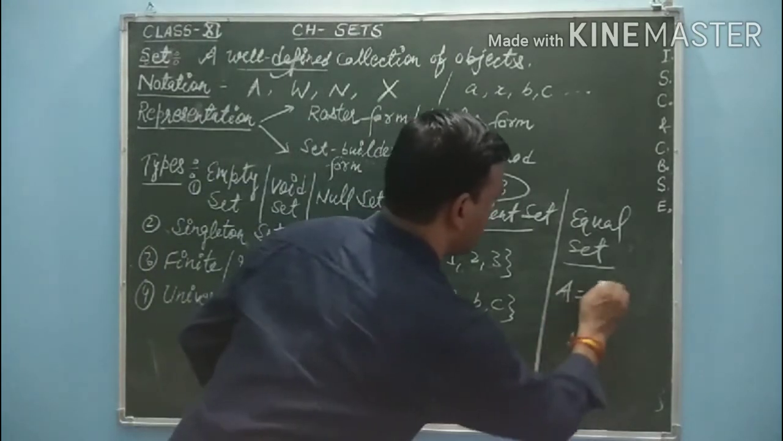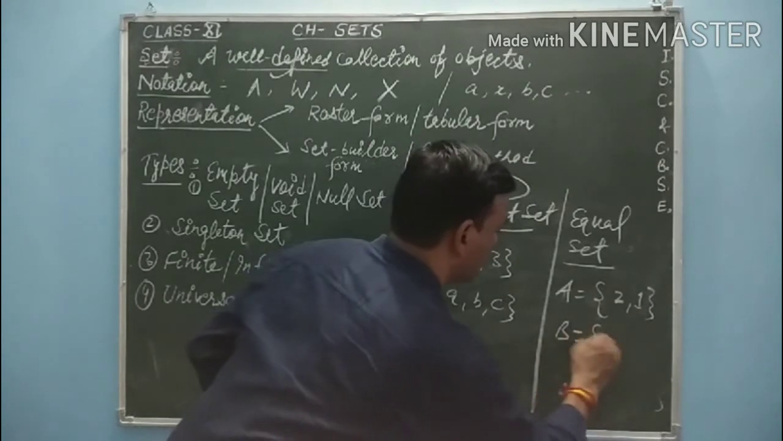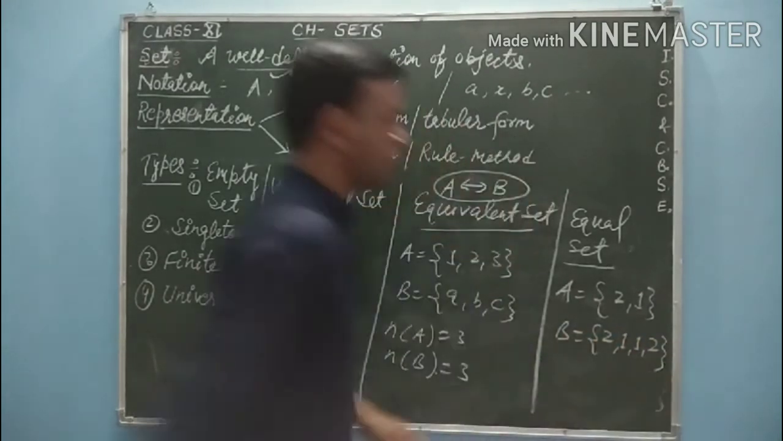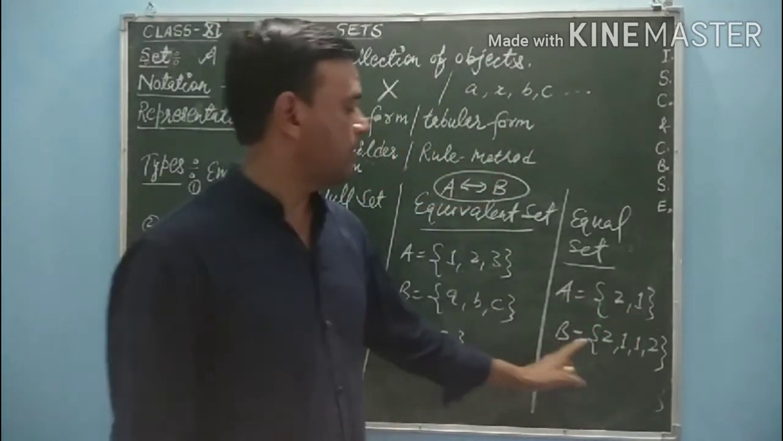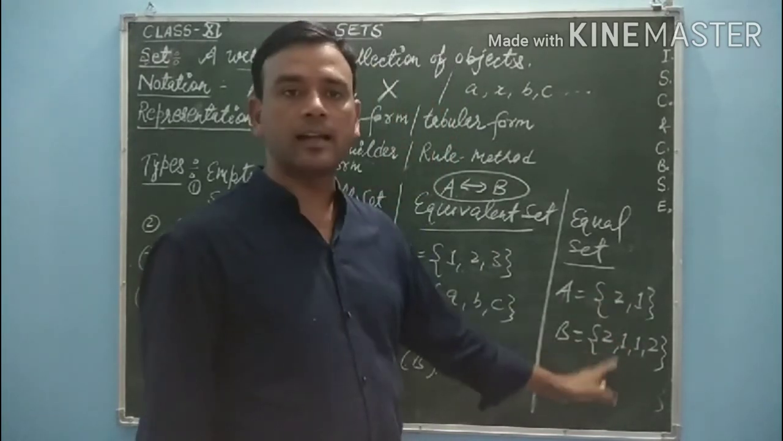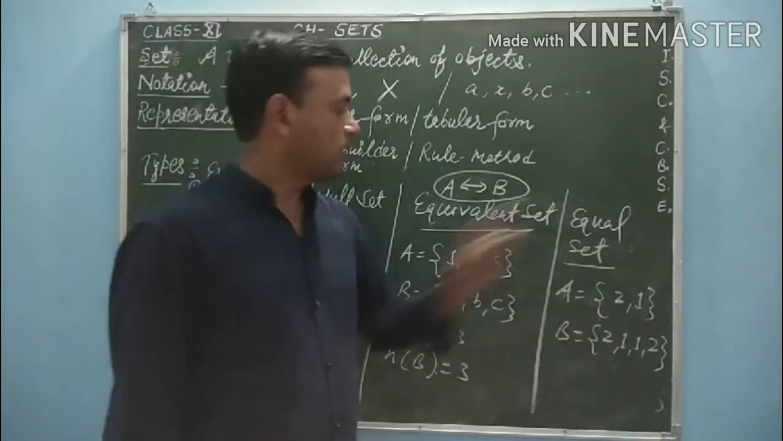Suppose I am saying here A = {2, 1} and here I am writing B = {2, 1, 1, 2}. Here, students, see, the elements of set A are 2, 1 and the elements of set B are again 2, 1, 1, 2, meaning 2, 1. So the same exact elements are there in sets A and B. So in this condition A and B are called equal sets.